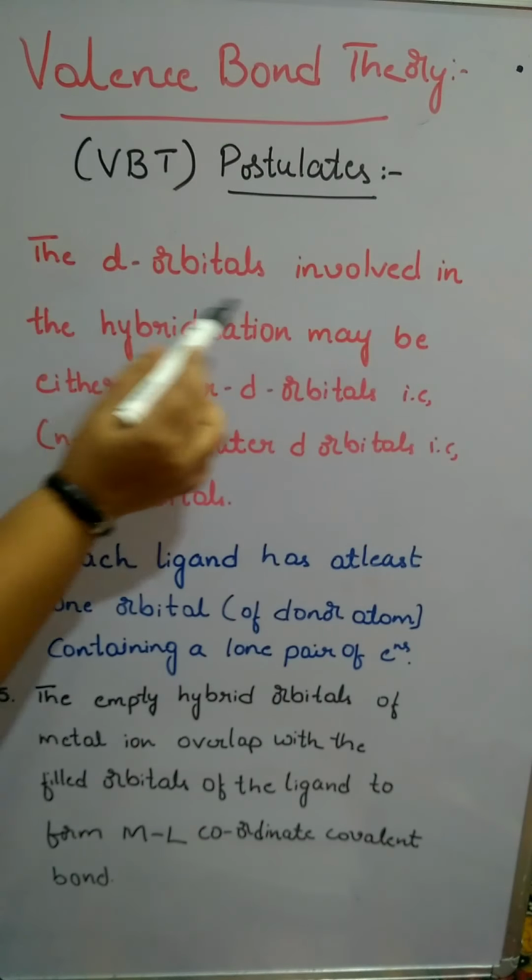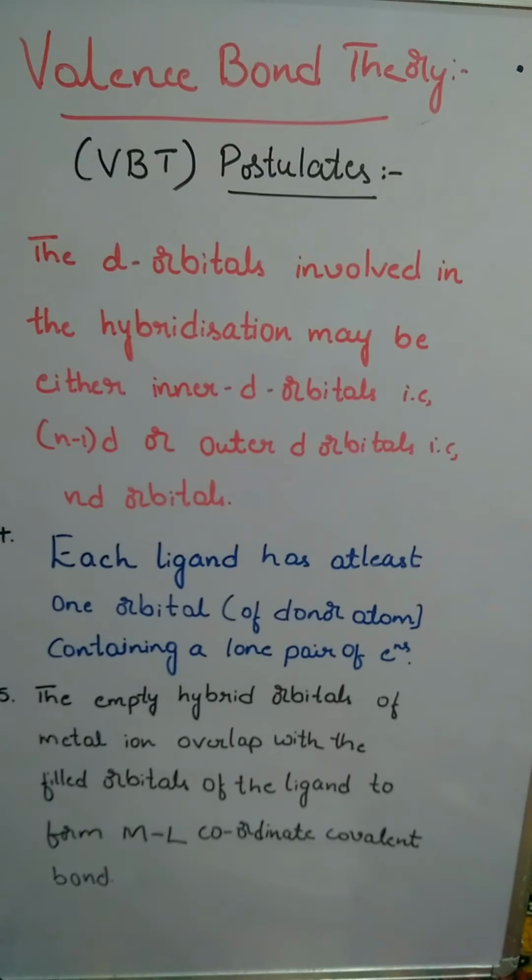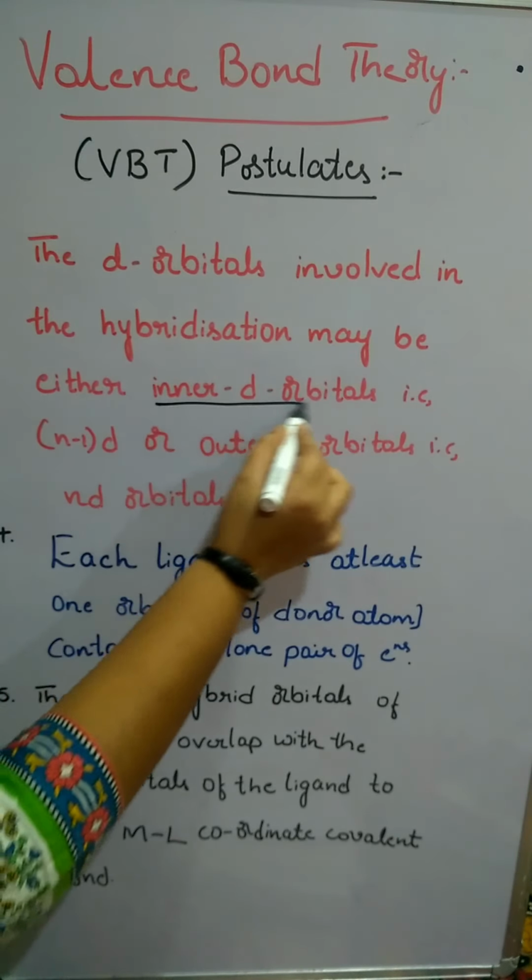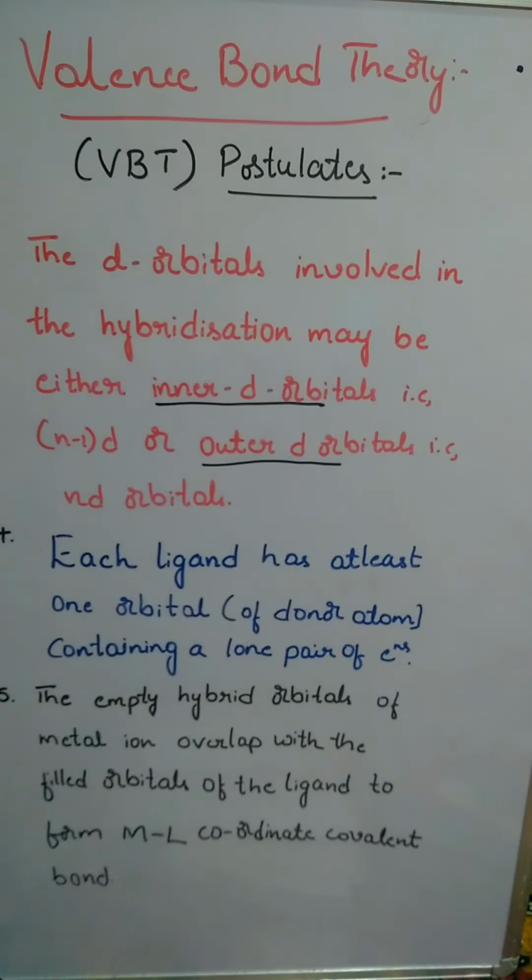The d orbitals involved in the hybridization may be either inner d orbitals or outer d orbitals. If the inner d orbitals are involved, we have already seen a few hybridizations, that is d2sp3 or dsp2. All these are inner d orbital hybridizations. If it is outer d orbitals, then it is sp3d or sp3d2.